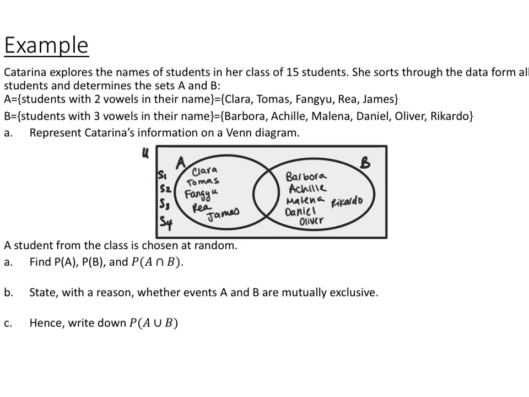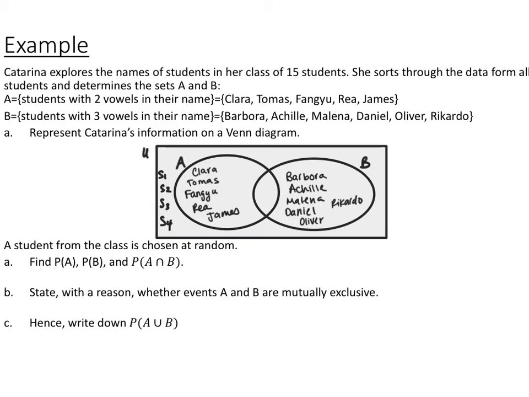So here's my Venn diagram. I have my outside sample space that represents everybody, and then I have my circle for set A, and I have my circle for set B. You could have also had them completely separate because there is no overlap between them. Then I have all the students who have 2 vowels in their name in set A, all the students who have 3 vowels in their name in set B, and then I also put 4 students out here that are not in either set A nor in set B because there were 15 total students, and there's only 11 listed out here. So there's 4 students who don't fit in either of these categories.